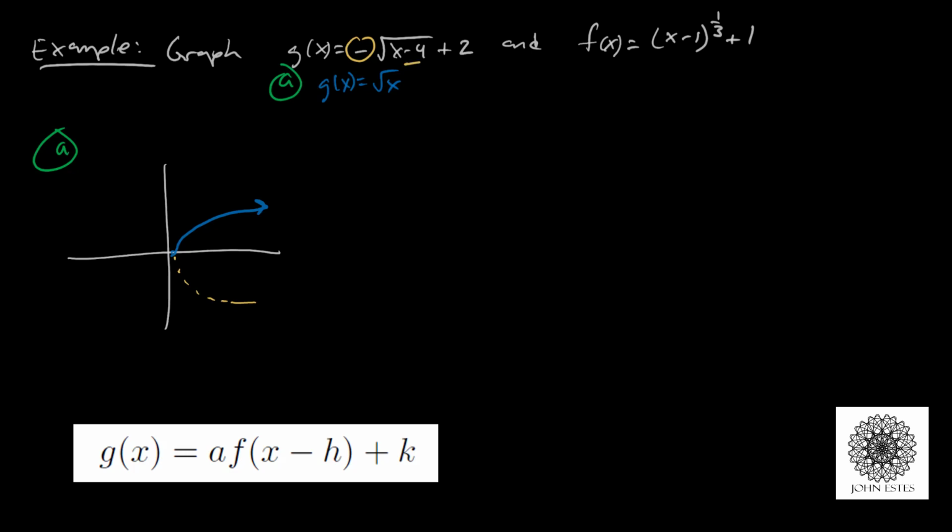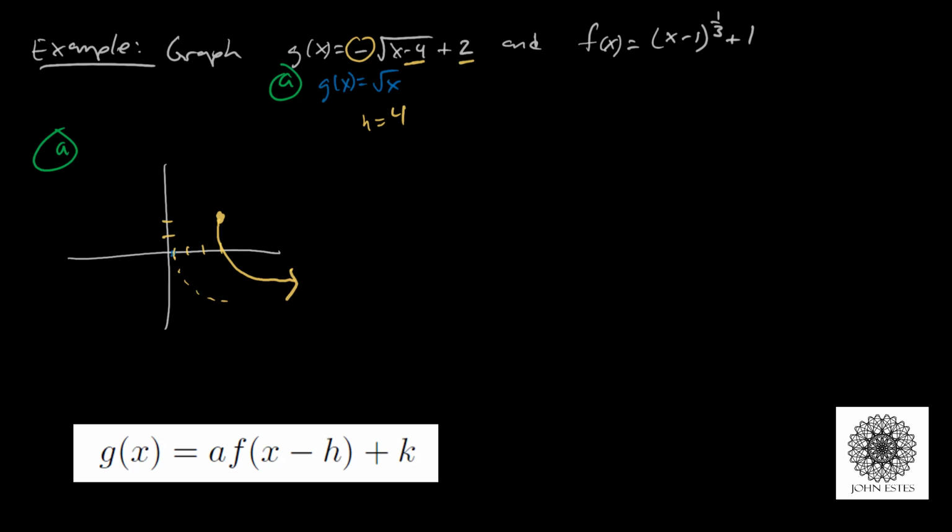The -4 is a horizontal shift. Since h here would be +4, that would be a shift of 4 units to the right. The +2 gives me a vertical shift of 2 units. So I start right there as my new origin, and my graph looks something like this. Now I'm going to erase the blue just so we get a good picture. And that's what it looks like.